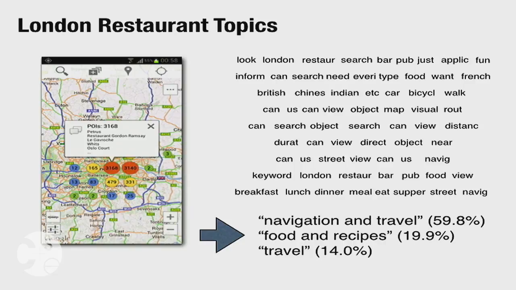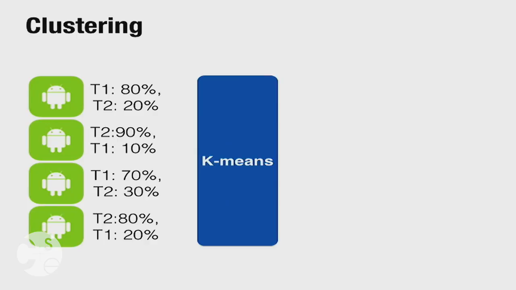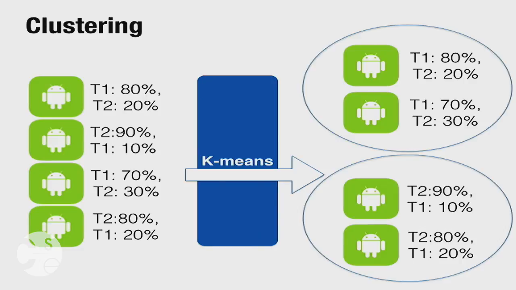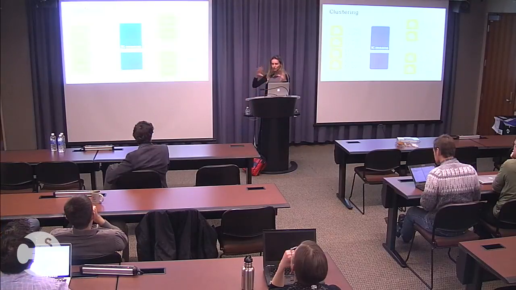What we did then was to cluster applications based on their probability of belonging to these topics. So for each application, we used the probability of belonging to topics as features, and then we gave this as an input to a clustering algorithm. We used k-means to do that, and in this example, that's roughly what we could get as a solution. So these four applications would be clustered as follows, just because in this case the two applications have a high probability of belonging to topic two and a pretty low probability of belonging to topic one, and vice versa in the other case. Okay, so this is the first step of the technique.